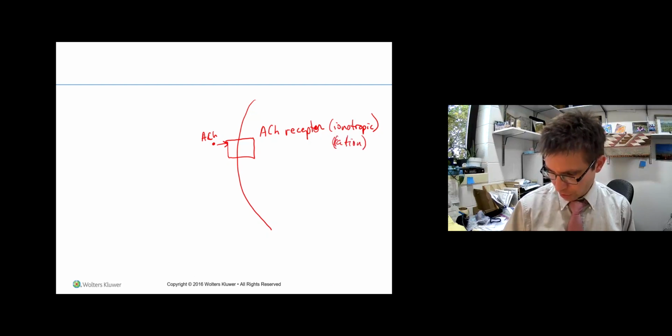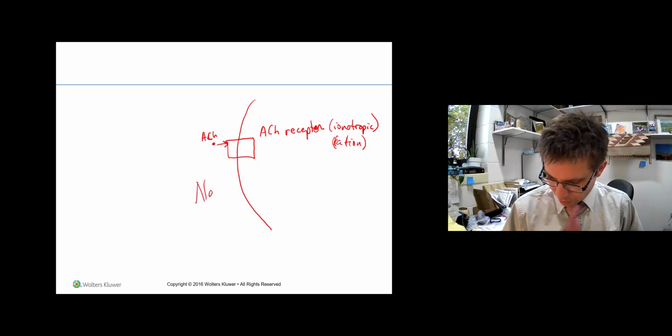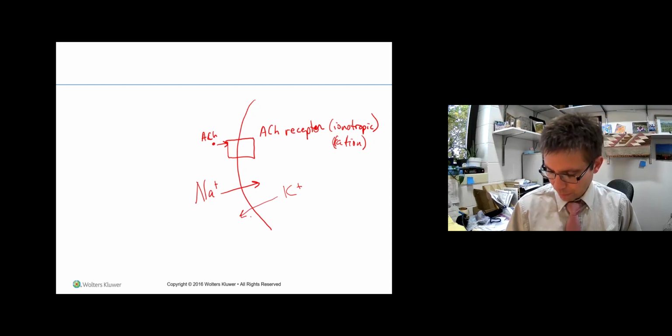It's a cation channel, so it's going to let cations through. Now what do we have in terms of cations? Well, we have sodium, and sodium is higher outside and so has a driving force pushing it in. And we have potassium, which is inside and has a driving force pushing it out. And we also have calcium, which is high outside and has a driving force pushing it in.